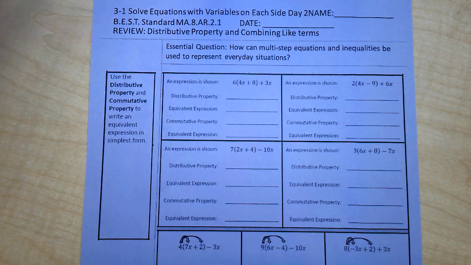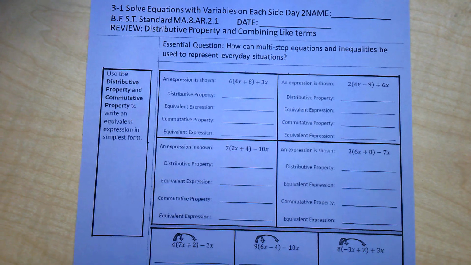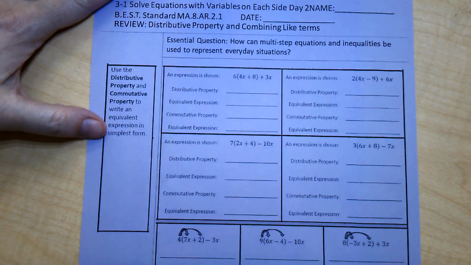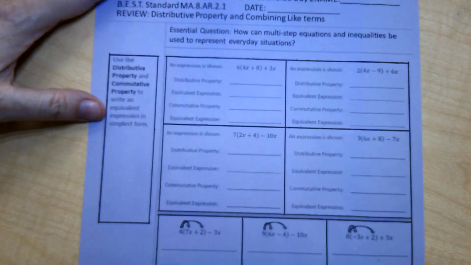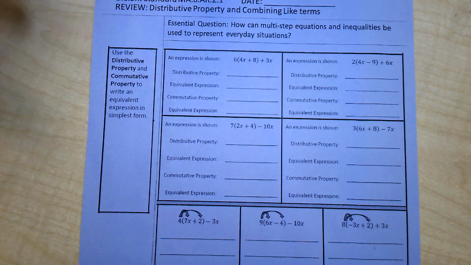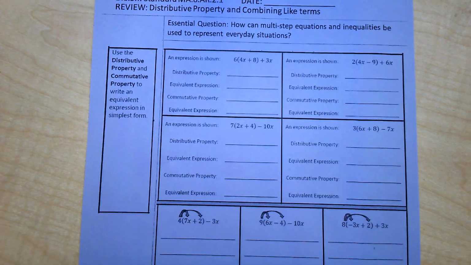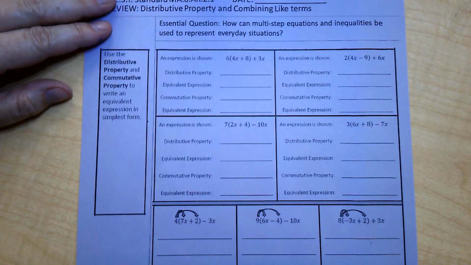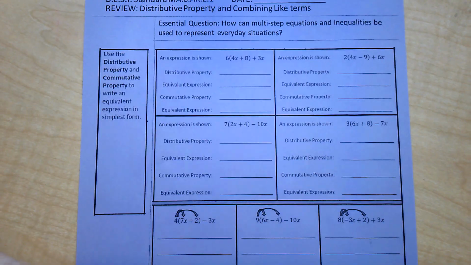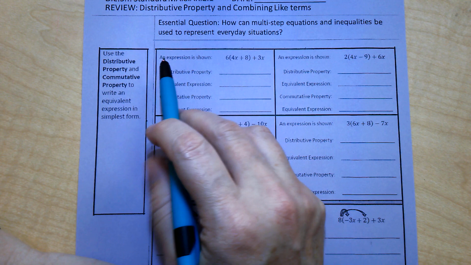All right, 3-1, day 2. We're still reviewing. We're going to be reviewing distributive property and combining like terms. We did distributive property in Unit 1, so we're going to hit it again a little more and add on to it. So let's get into it.